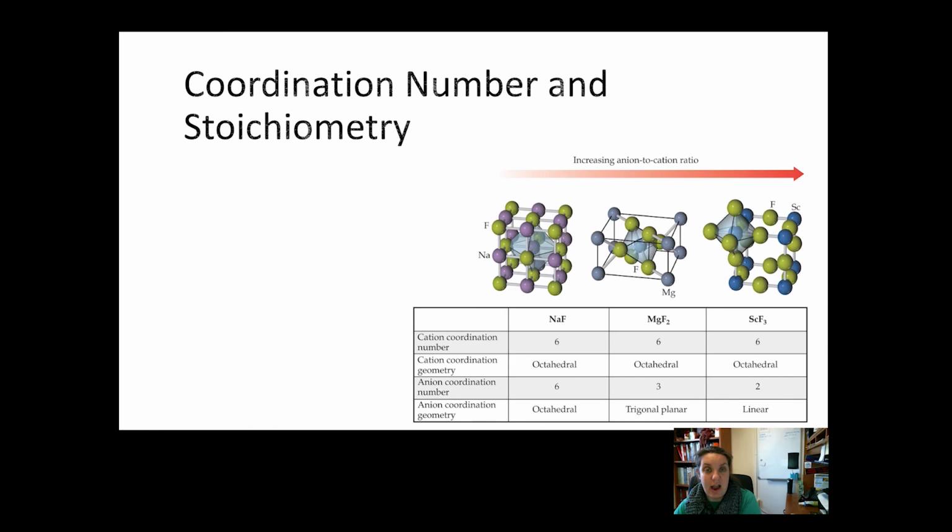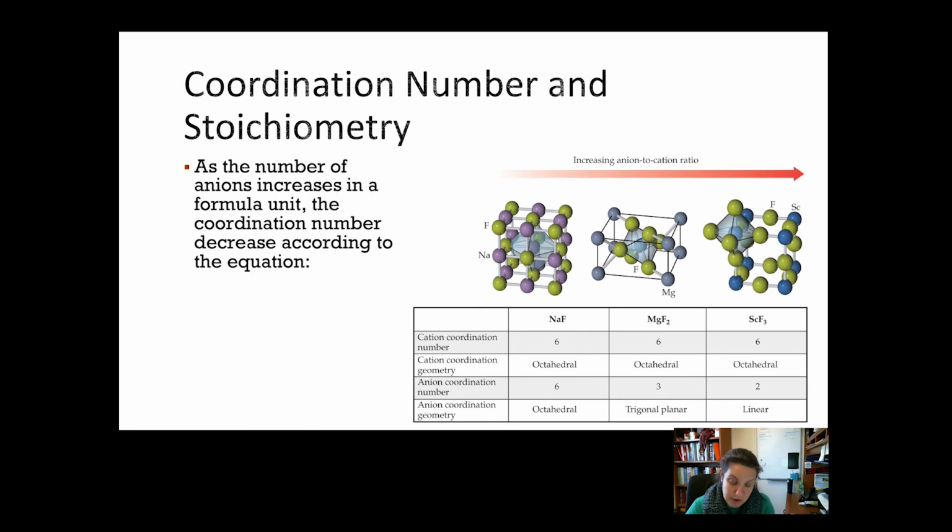Let's also look at how stoichiometry plays a role. If we're keeping our cation and anion sizes relatively the same, so sodium fluoride, magnesium fluoride, scandium fluoride, but we're increasing our number of anions, so we're increasing our anion to cation ratio, we have a decrease in our coordination number. So here we're going from 6 to 3 to 2, right?